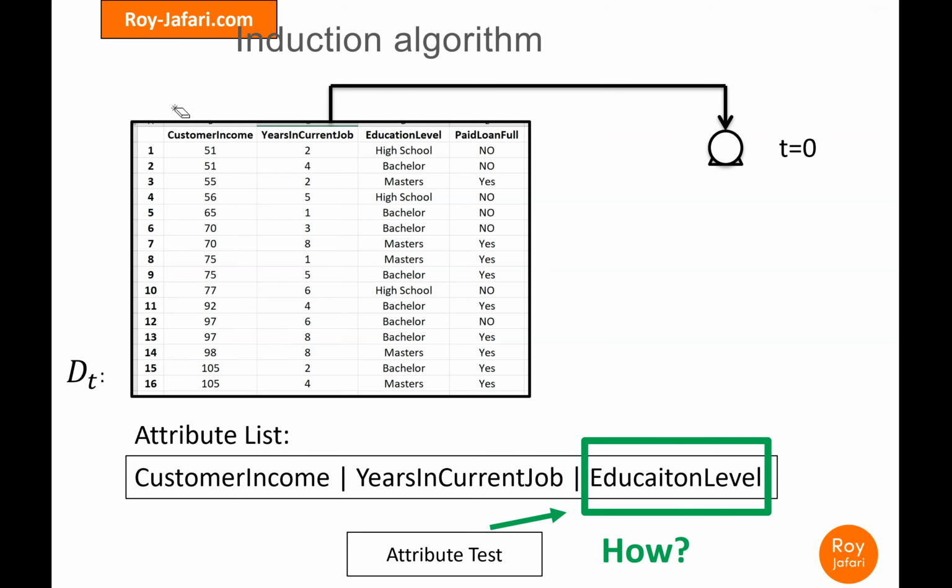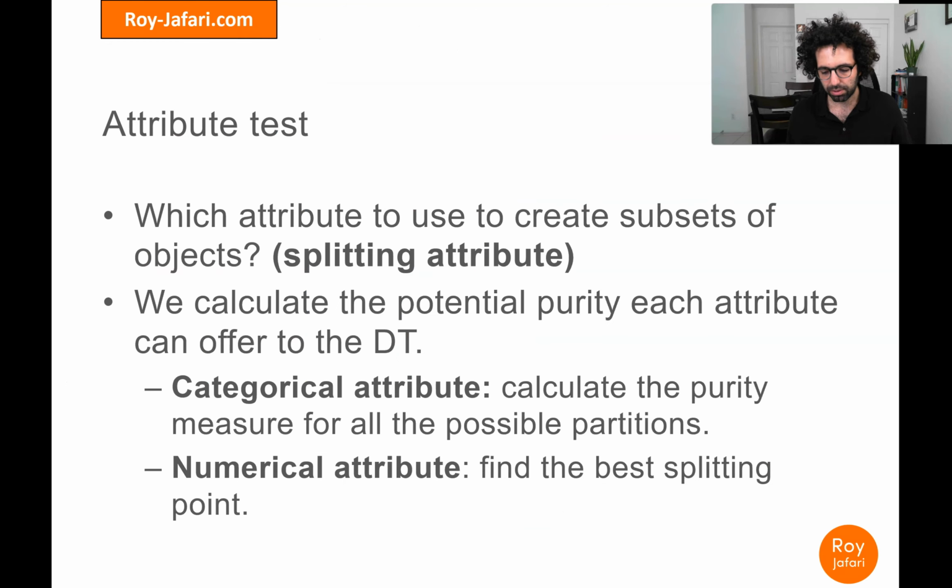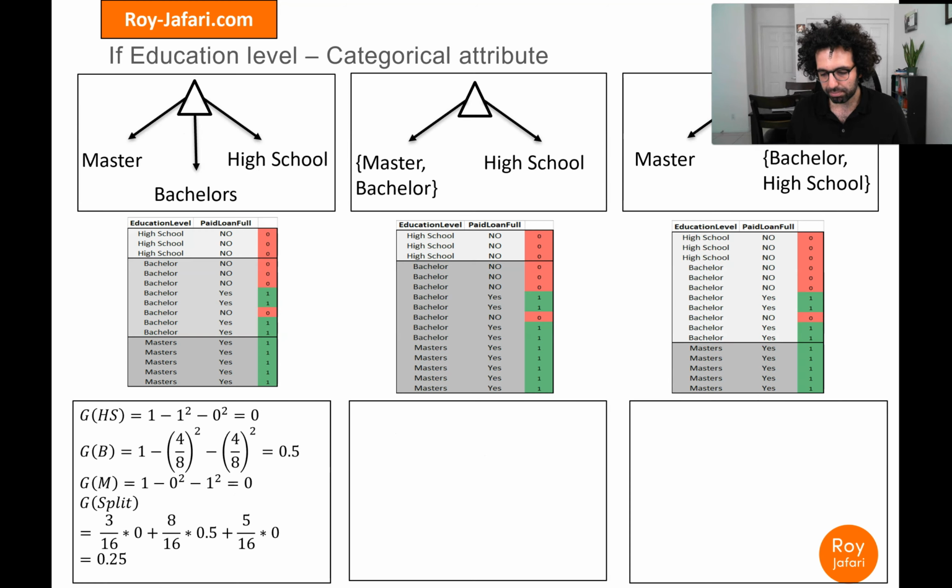But let's look at the calculations here, right? The calculations look a little bit different for the categorical attribute and the numerical attribute. For the categorical attribute, we look at all the possible separations, or filtering the data based on the categorical attribute, and we choose the one that is best. For the numerical ones, we actually have to find that cut point. We will see how we do that.